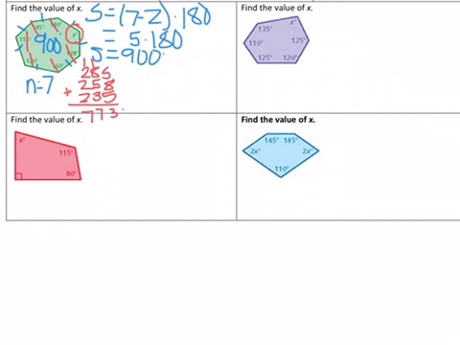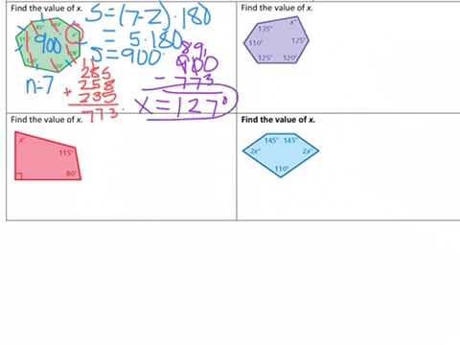So all we have to do at the end now is do 900 minus 773 to find out that missing piece. We go ahead and borrow and make sure we do our math correctly, and we get that that missing piece, that x, is equal to 127 degrees. To check your work, you just need to add all of these angles up and make sure that they equal that sum, 900 degrees.